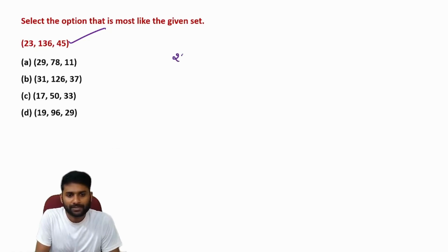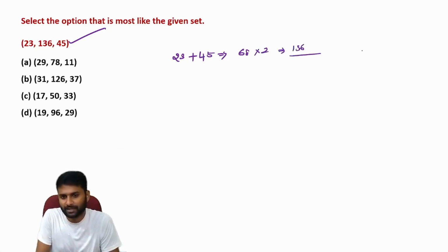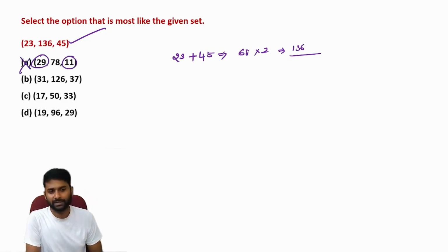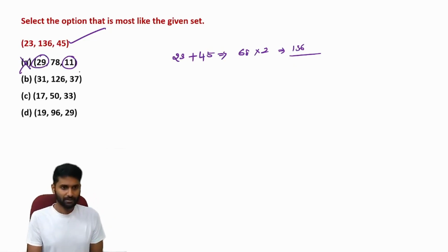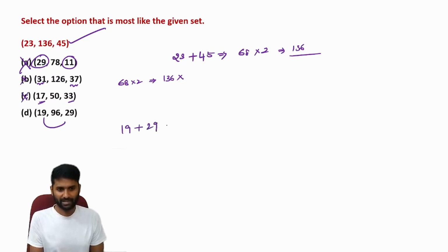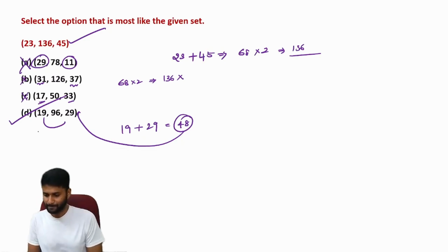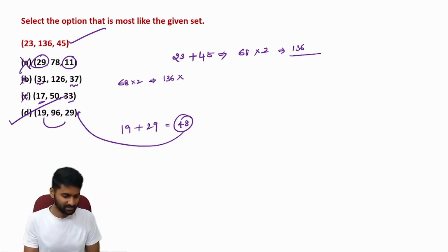Now see, the sum of the first number and the last number is equal to 68. If you multiply by 2, meaning double it, it becomes 136. Check with the options. 29 plus 31 is 60. Double it, it's not 78, it's more than 78. 31 plus 37 is exactly 68. Multiply by 2, it becomes exactly 136. B is also not correct. 17 plus 33 is not correct either. So finally, 19 plus 29 is equal to 48. If you double it, it becomes 96. That's why the suitable answer is D. Yes, very good. D is the correct answer.